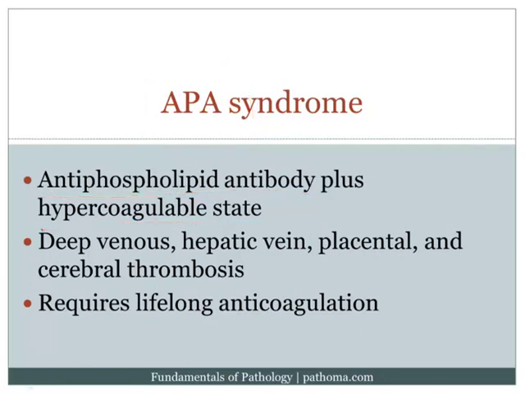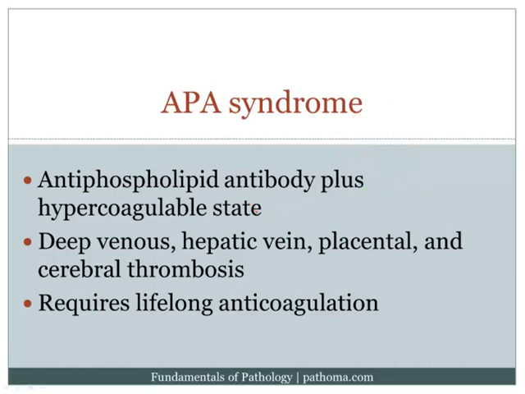So for example, they can get DVTs, they can get hepatic vein thrombosis, they could get placental thrombosis, which would result in recurrent pregnancy loss, they could get cerebral thrombosis, which would result in stroke, and all of these are associated with this antiphospholipid antibody. Now, although the antiphospholipid antibody interferes with the PTT test and causes the PTT to increase, it's interesting, that's paradoxical, because actually the patients have a hypercoagulable state. So that's one thing to be aware of.